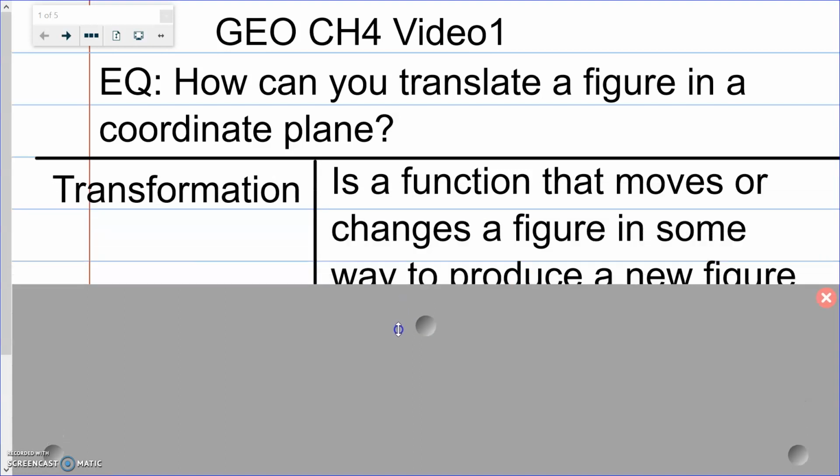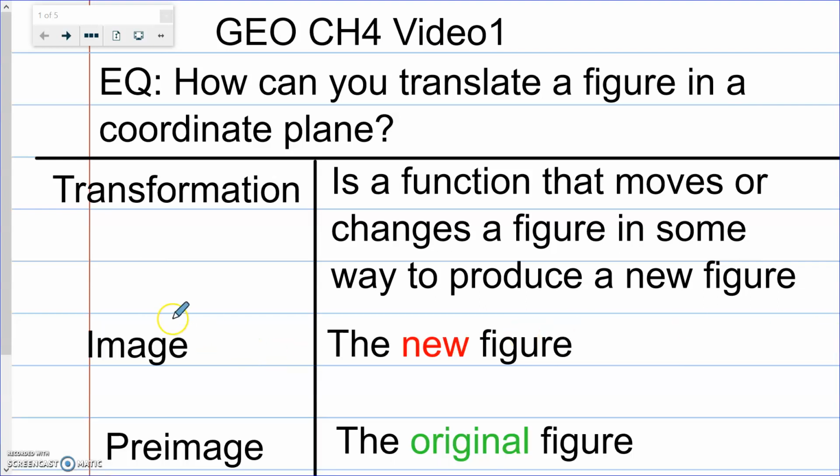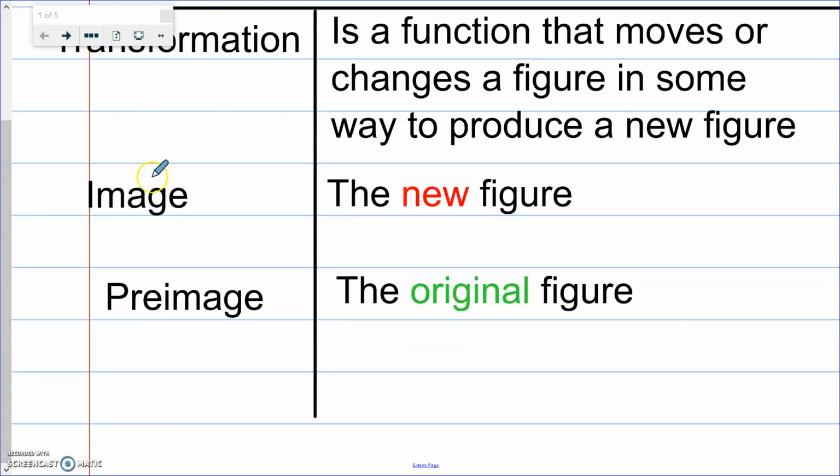A transformation is a function that moves or changes a figure in some way to produce a new figure. So, we're going to be starting with figures in the coordinate plane, which is on graph paper, and we're going to be moving it. The image is the new figure. The pre-image is the original figure.